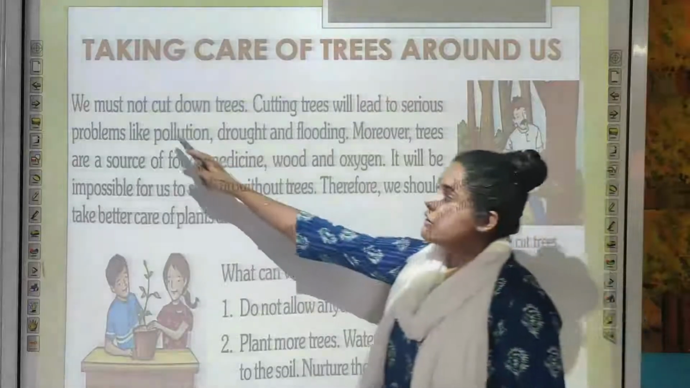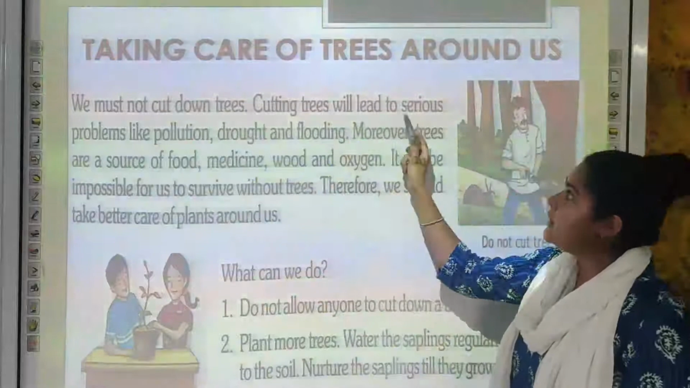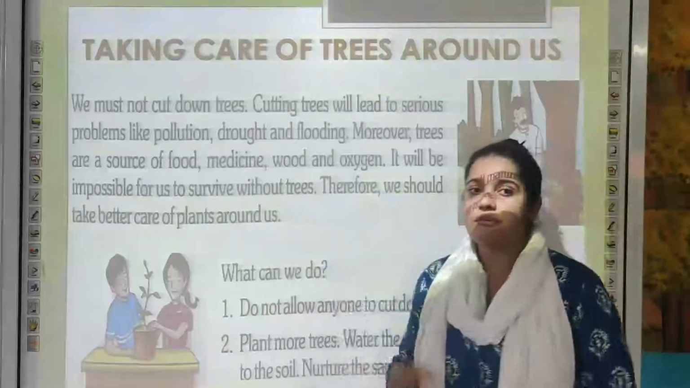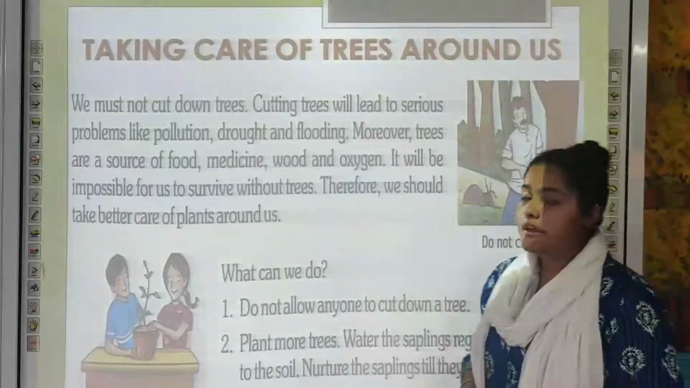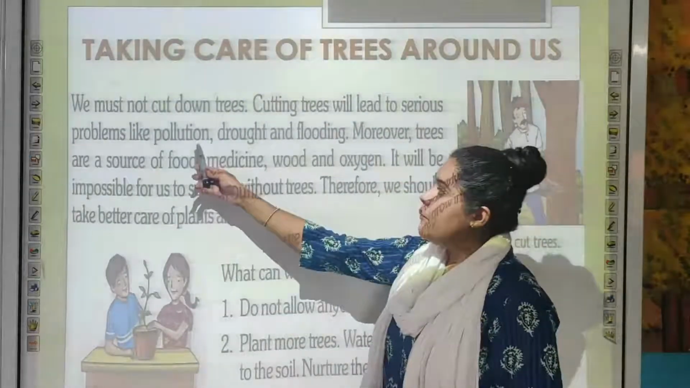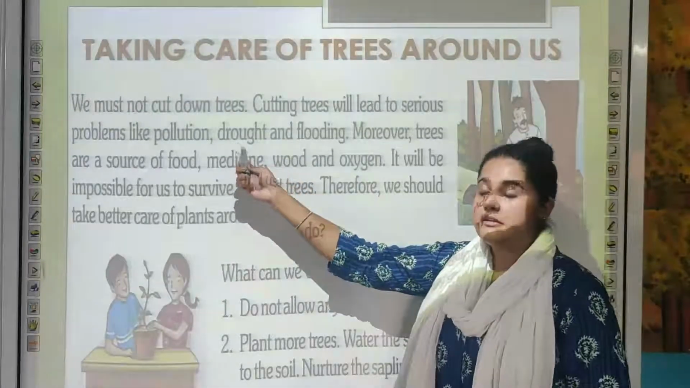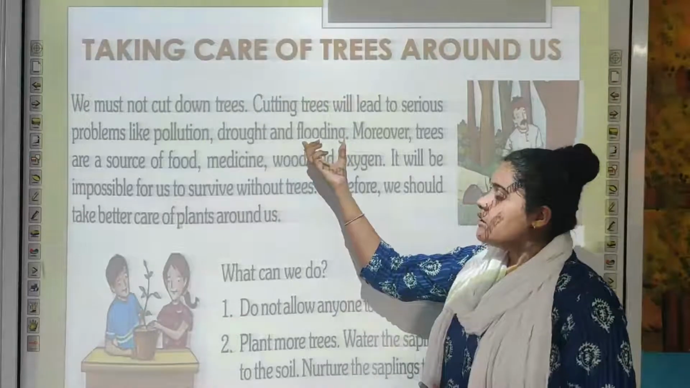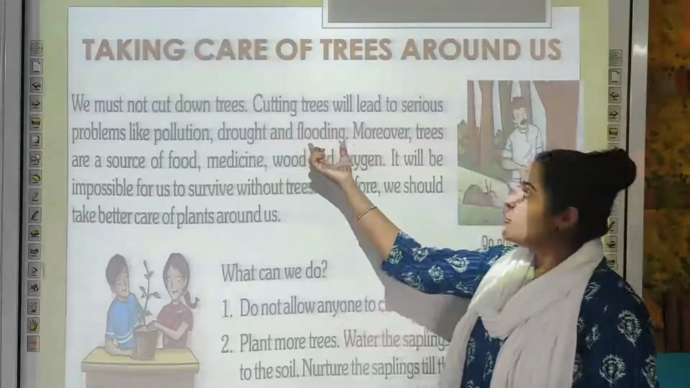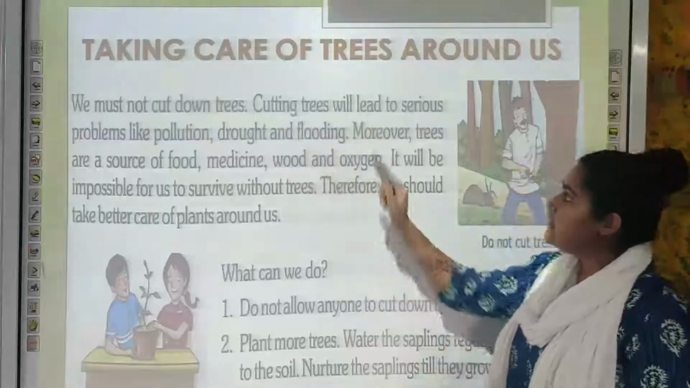So next is how we can take care of the trees found in our surroundings. We must not cut down the trees. Cutting trees will lead to a serious problem. If we humans keep on cutting the trees, it will lead to various problems. What are the problems? Pollution, drought and flooding. Drought is when there is extreme scarcity of water. Flooding is when an excess amount of rainfall is there, and the water collected leads to flood. So all these problems are because of cutting down the trees.